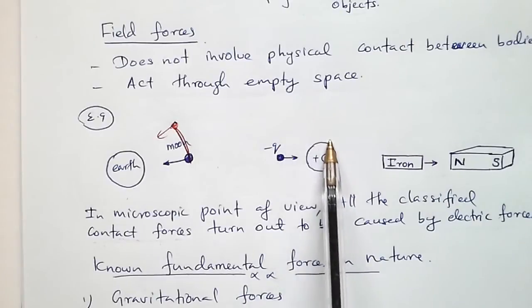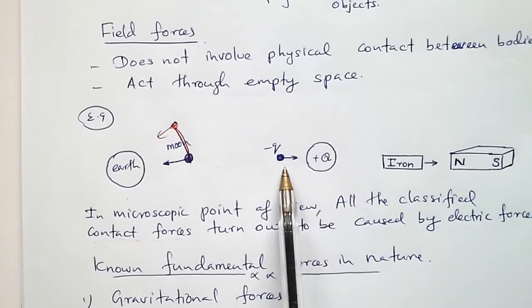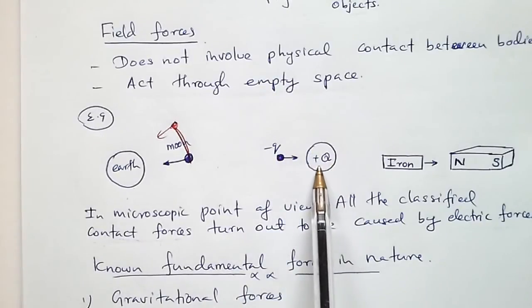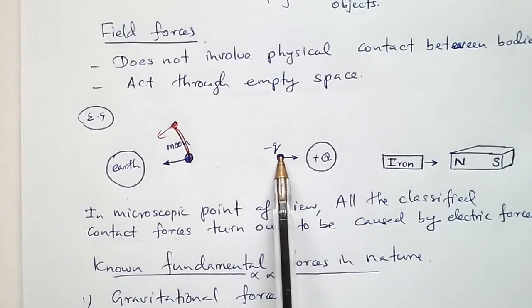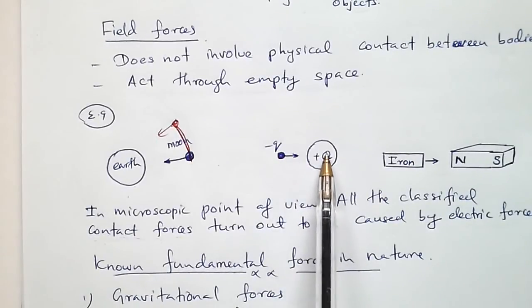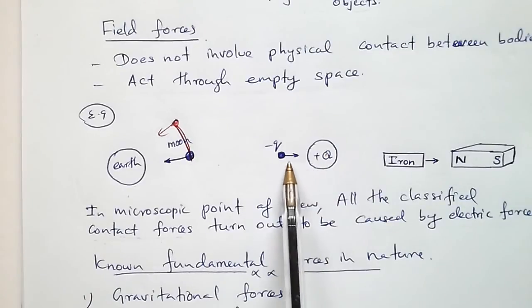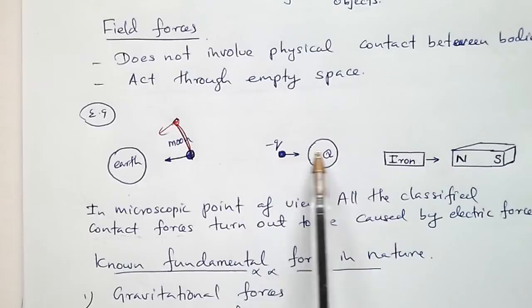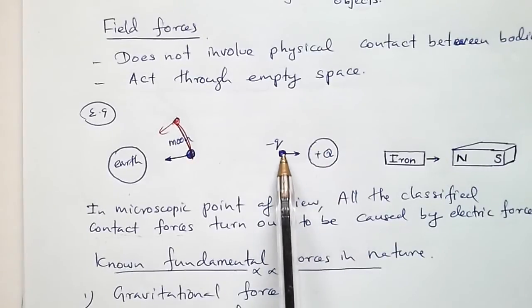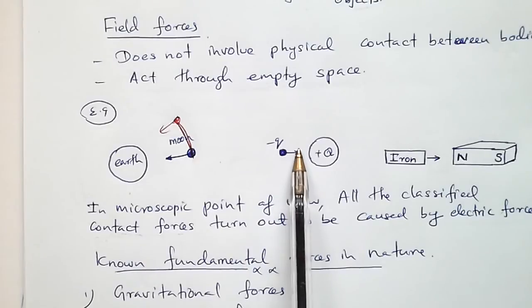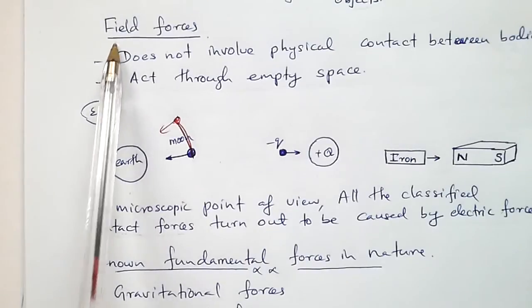And in this example, a small negative charge is kept close to a positive charge. So this small charge would be attracted towards this positive charge. And in between you have empty space, and these two are physically not connected. Hence this electric force is also a field force.